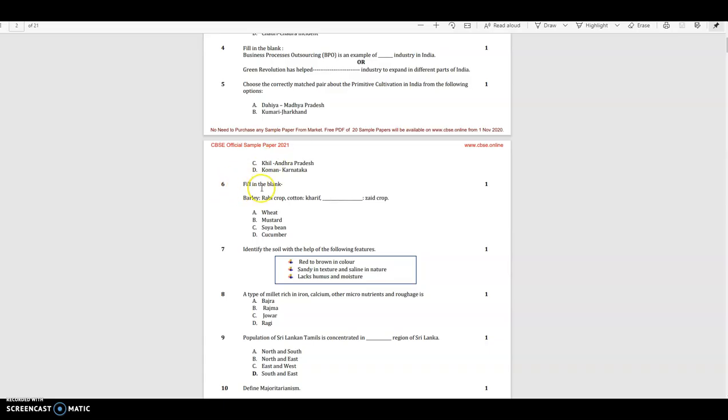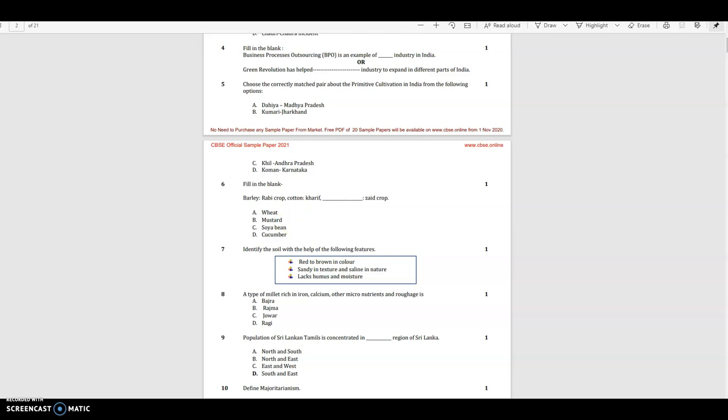Then next one, fill in the blank. Barley, rabi crop, cotton, kharif, dash, zaid crop. Which is the correct answer? This question is very easy one. Wheat, mustard, soya bean and cucumber. Which is the correct answer? Cucumber. Cucumber is a zaid crop.